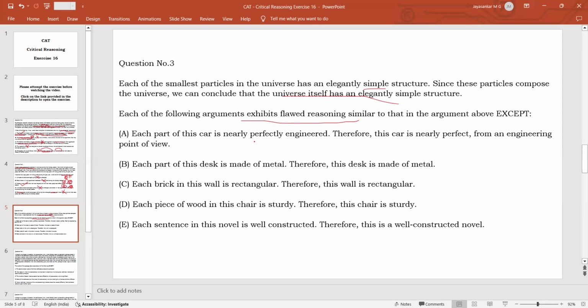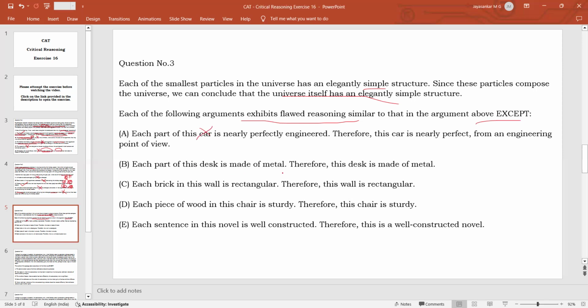Each part of this car is nearly perfectly engineered, therefore the car is nearly perfect from an engineering point of view. So the components of a car are very perfectly engineered, so the car which is made up of all these components also should be perfectly engineered. So it has the same flaw. Because the particles are simple, the universe is simple. The same thing, the parts are perfect, so the car should be perfect. The same flaw is there. So this is not our answer. You need to find an option which does not have that flaw.